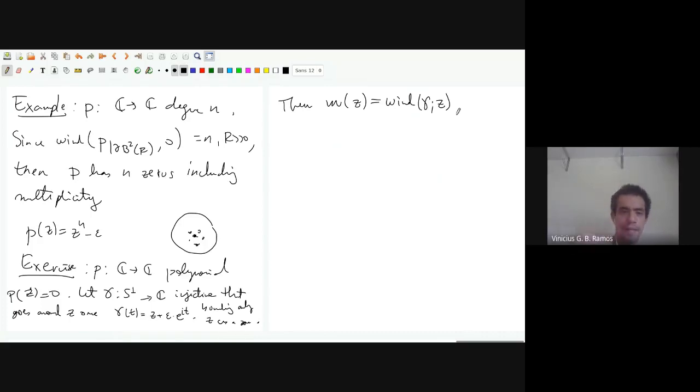And this will imply that if you perturb your polynomial, then you're going to have as many zeros as this multiplicity, or the winding number, as long as now 0 is regular. But as you know, for a generic perturbation, all zeros will be single zeros.